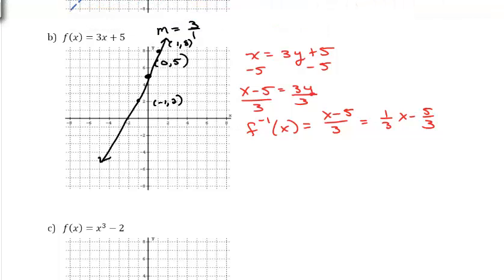And then we want to also graph this inverse function. Well, we have 3 points already on the function, so we could just flip-flop those to get the points on our inverse function. (1, 8) would become the point (8, 1). (0, 5) would become the point (5, 0). And (-1, 2) would become the point (2, -1).